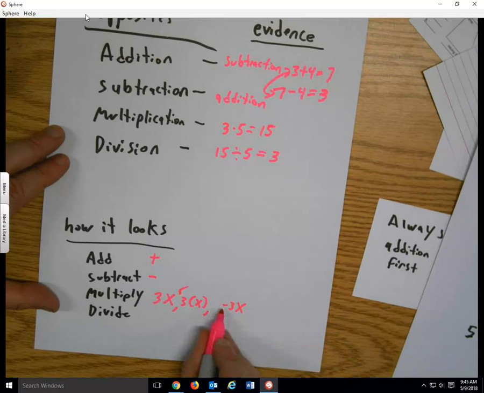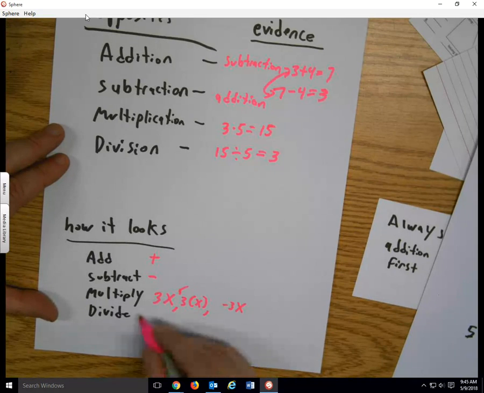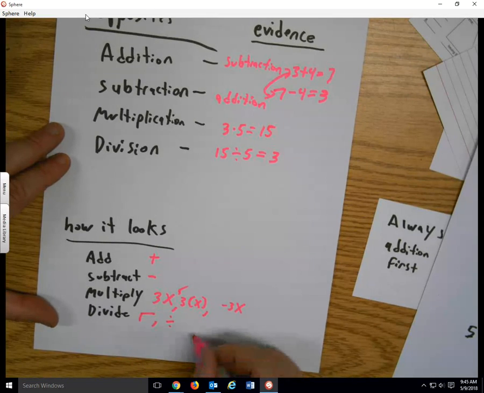Even though there's a negative, it's still multiplying. So there's lots of ways to multiply. Now division we think of as long division, like this symbol, the bar. But in algebra, in division, we usually just write it as a fraction. So if I want to divide, I would just put a fraction under it. 3 divided by 5. X divided by 7.